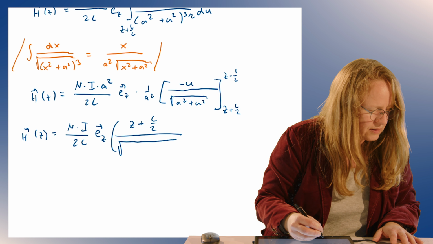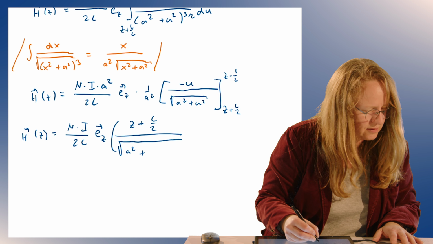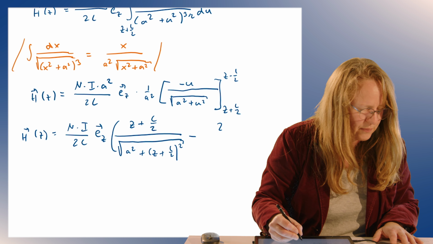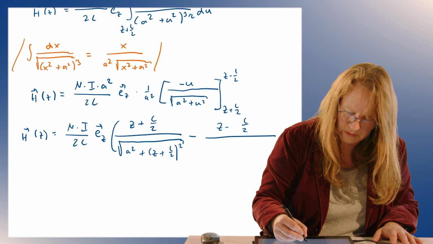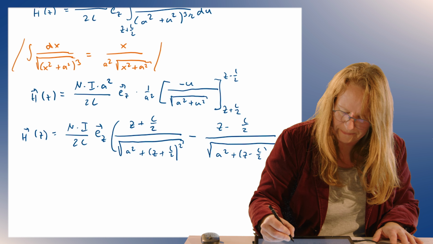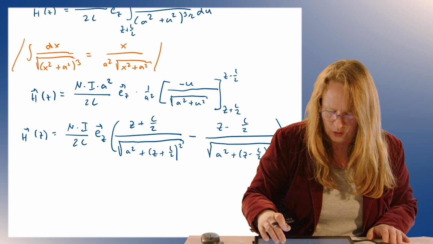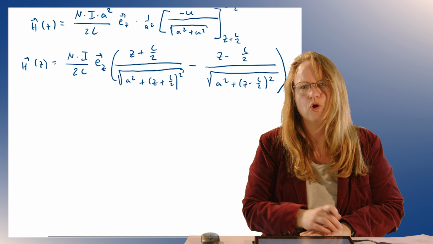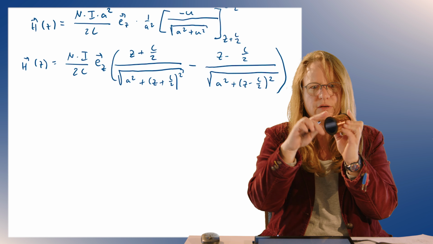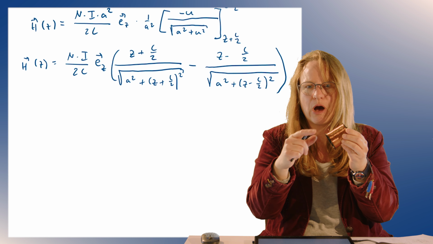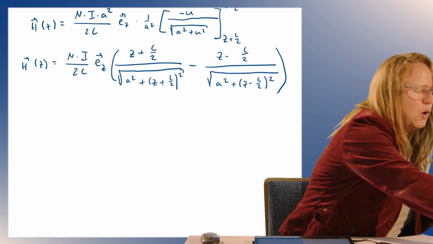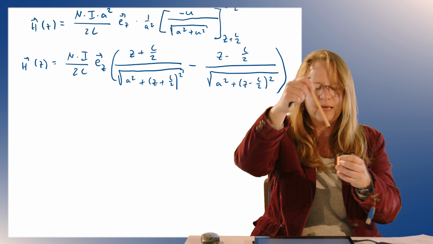over the square root of a squared plus z plus L half squared, and this minus z minus L half over the square root of a squared plus z minus L half squared, all over 2. Okay, so this is the magnetic field now along the z-axis for a cylindrical coil. If we have a cylindrical coil with a length L, a radius a, and n windings that we counted when we fabricated it, and we let a constant current I run through, this equation gives us how large the magnetic field is along the center axis at any position z.